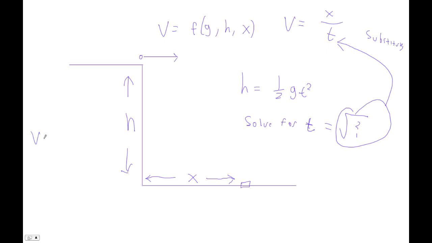Ultimately the answer is going to look like v is x over the square root of something. I've almost done it for you, but I can't do it for you. You have to do it. You have to do that last thing. Overcome the binding energy. You can do it.